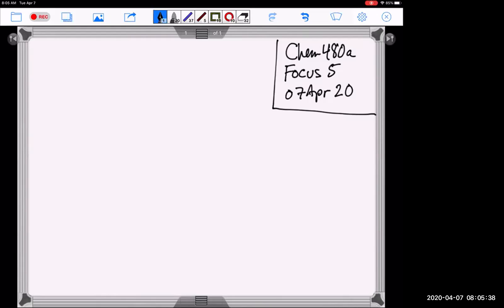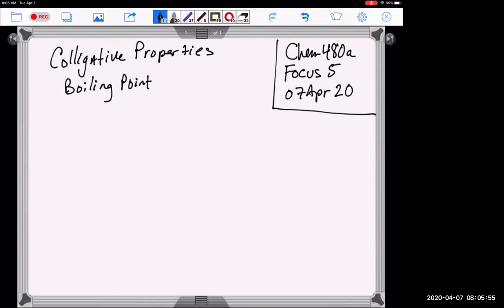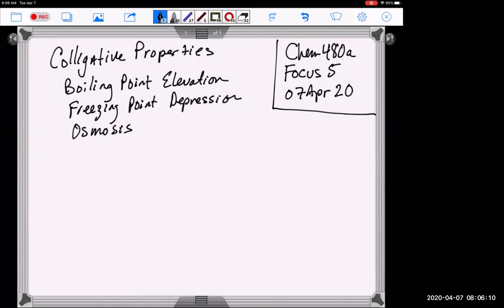So we're continuing with colligative properties. We've planned to finish that today. So this would be the boiling point elevation, freezing point depression, and osmosis. Now, those are the key ones. We also have vapor pressure depression.